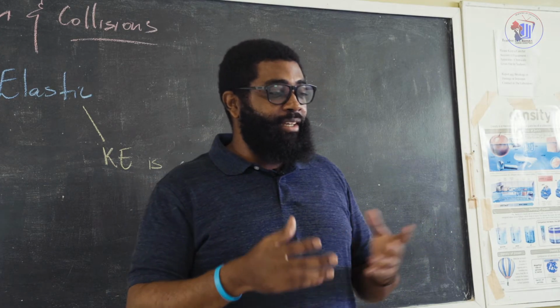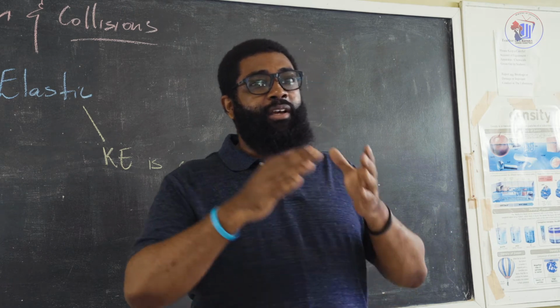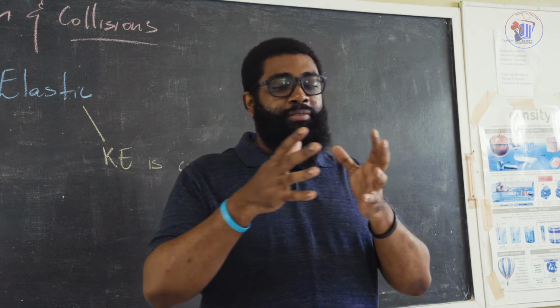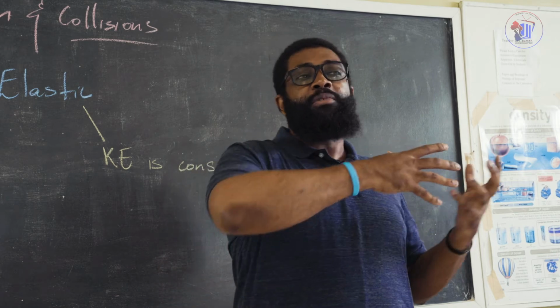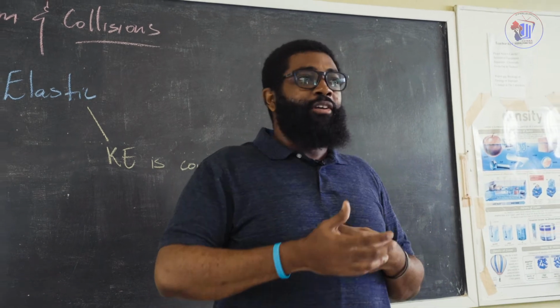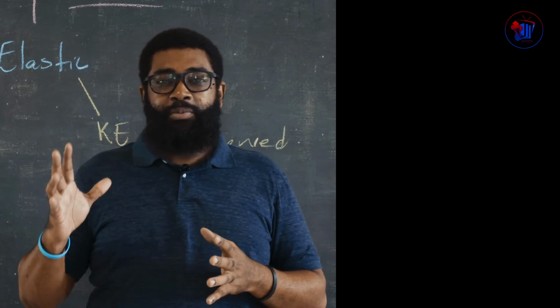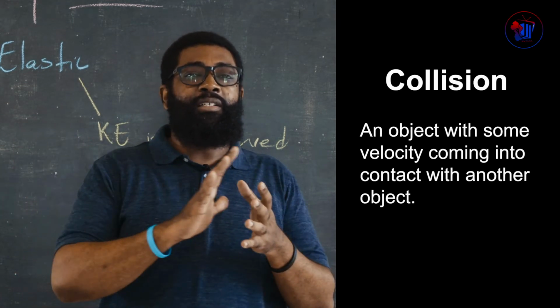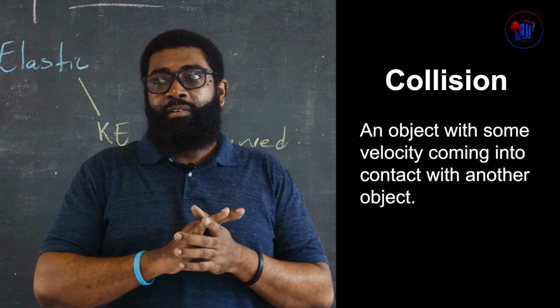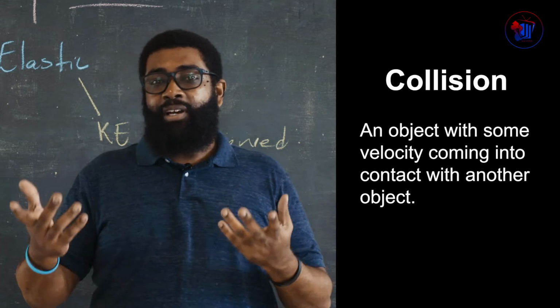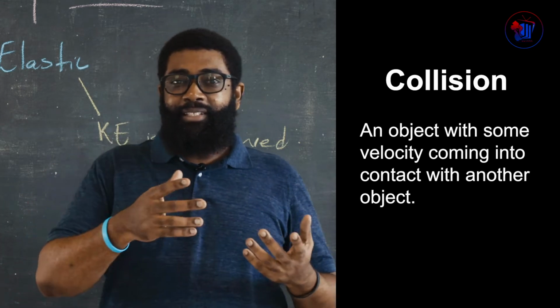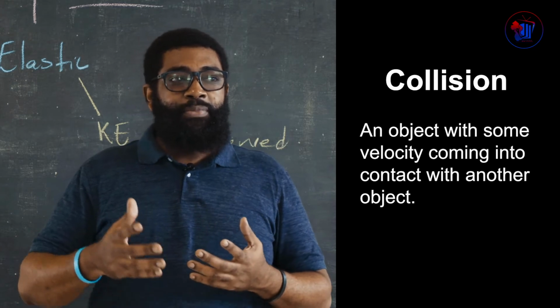Now, in this episode, we have to look at linear momentum, but we have to look at linear momentum in terms of collisions. Now, a collision is really simple. Anytime you have an object with some velocity coming into contact with another object, whether the other object has velocity or not, that is basically what a collision is.